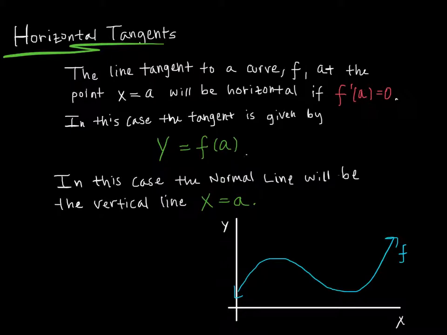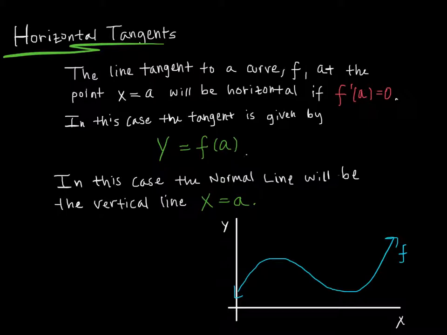And so notice that if we're going through some point a, f of a, and the line that we're working with is perfectly horizontal, then there's no slope to it, and in other words, the y value is always going to stay the same. It's always going to be f of a. And then the normal line, which is perpendicular to it, is always going to be equal to that x value, so it's going to be x equals a.